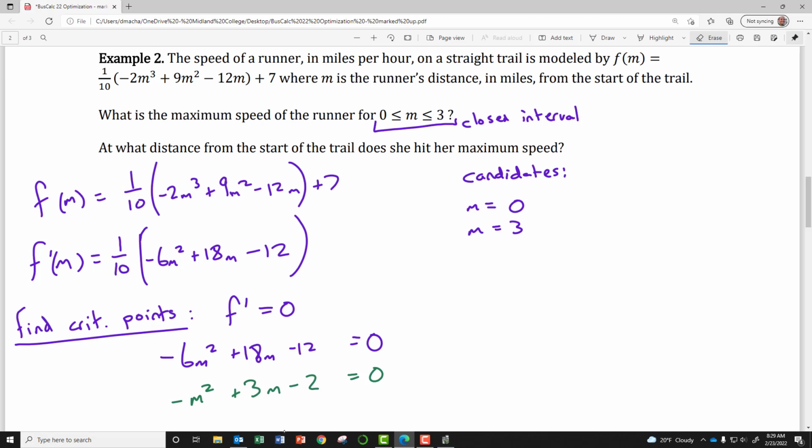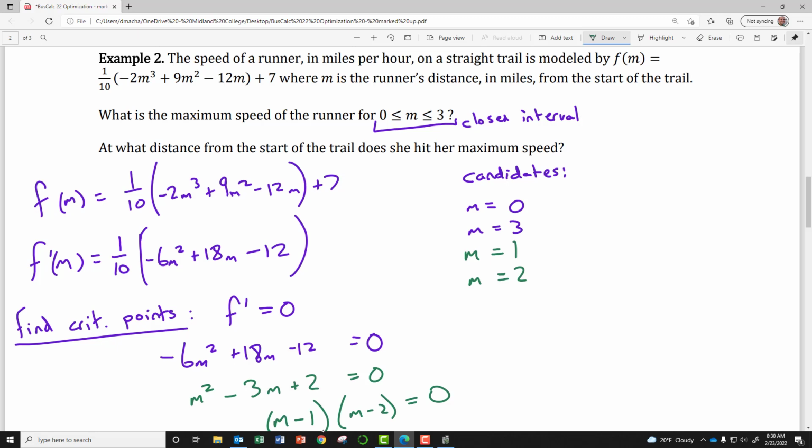And then I like quadratics where the leading coefficient is positive 1. And so let me, instead of dividing by 6, divide by negative 6, which would give me that. Now, factoring this, I believe should give me m minus 1 times m minus 2 equals 0. So there's two values for m that give me a critical point. My critical points would be positive 1 and positive 2. Those are going to give me the zeros of my derivative.